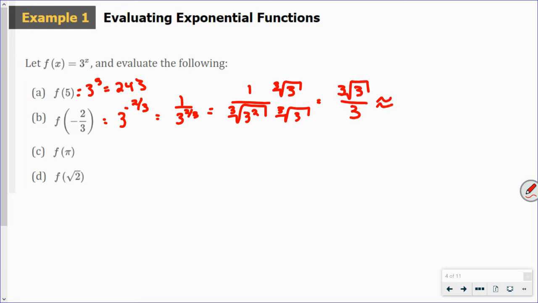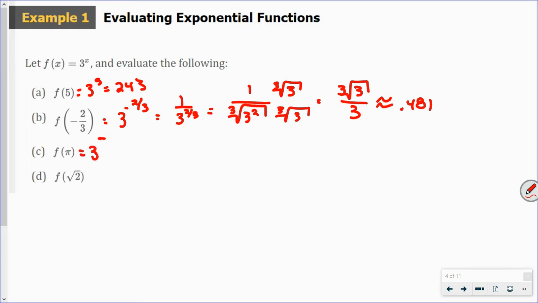Which is about, if I put that in, about 0.481. And these little squiggly equal lines just means that I rounded somewhere between here and here, I rounded. Okay, so pay attention to what it's actually asking for. Is it asking for an exact solution, or is it telling you to round?